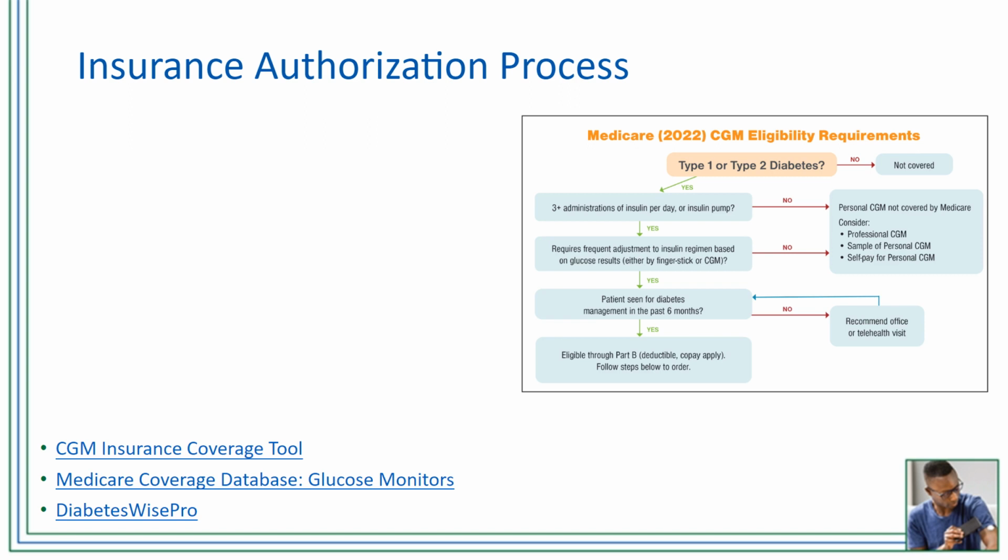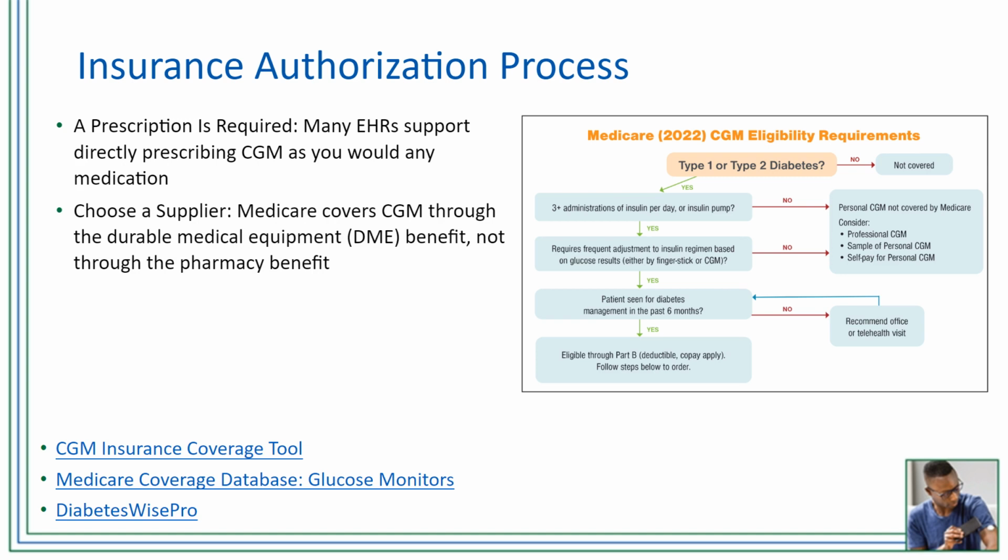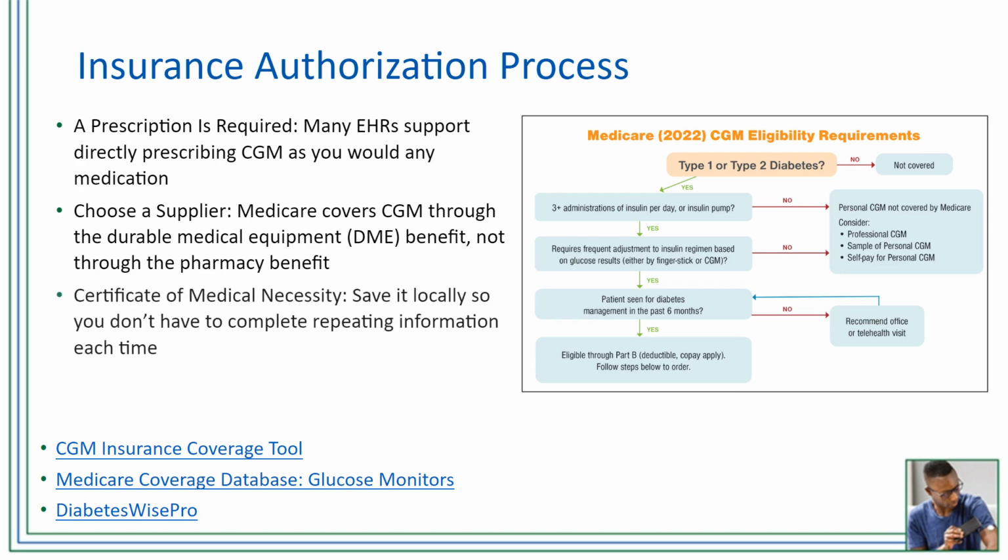Okay, so insurance authorization process. Most of the time you're prescribing this like you would a medication, so your EHRs may already have this integrated into them. With Medicare, it covers CGM under durable medical equipment, so the benefit is not through the pharmacy, but through their DME supplier. You often need a certificate of medical necessity. That's something that you can save and just send off anytime you're ordering one of these. And then chart notes. Often there need to be chart notes that are documented that are sent off with the prescription as well.